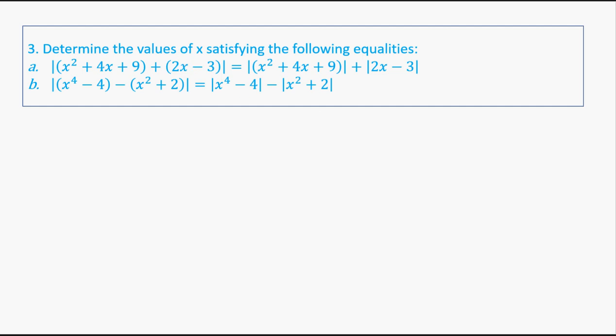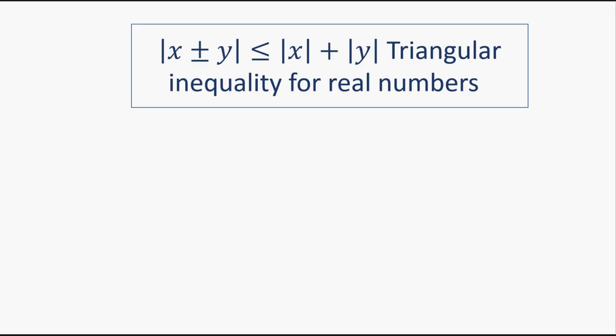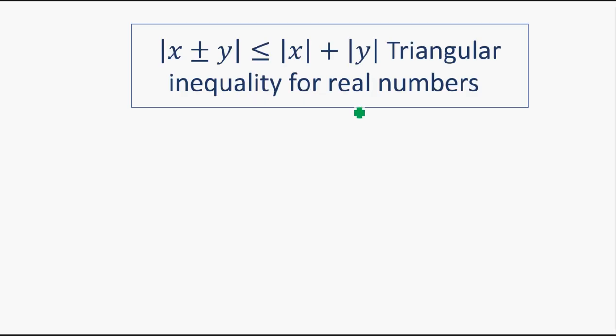Okay, so before doing this problem, I want to discuss some more properties. So we will discuss this property here, triangular inequalities. So far we have discussed two properties. The first property was mod of xy is equal to mod x into mod y, right? The second property was mod of x by y will be equal to mod x by mod y, right? Now the third property, this is also called triangular inequality for real numbers.